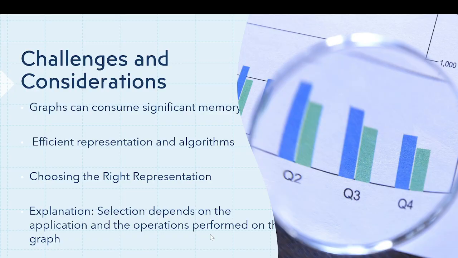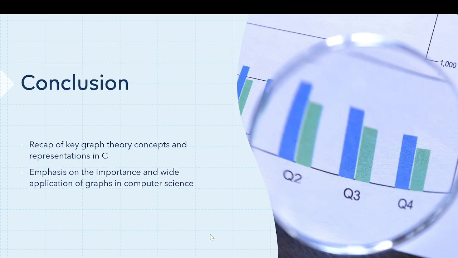The practical consideration for the graph data structure is that it can consume significant memory. So there are different representations and algorithms that work on graphs, and choosing the right representation is very important. The selection depends on the applications and the operations that are performed on the graph. So with this, we conclude the session on graph traversal.